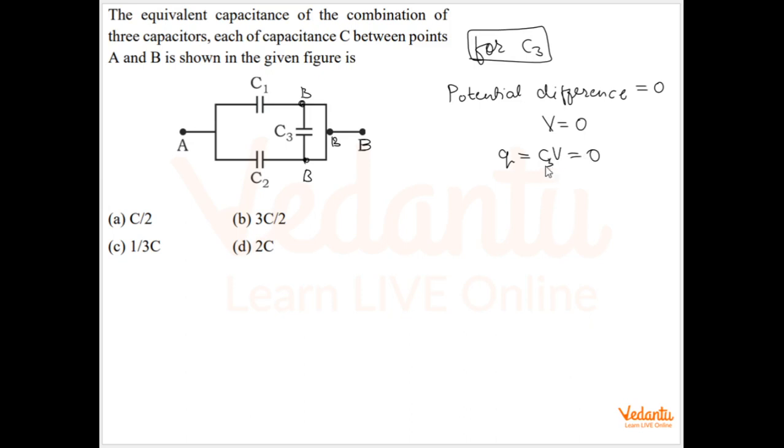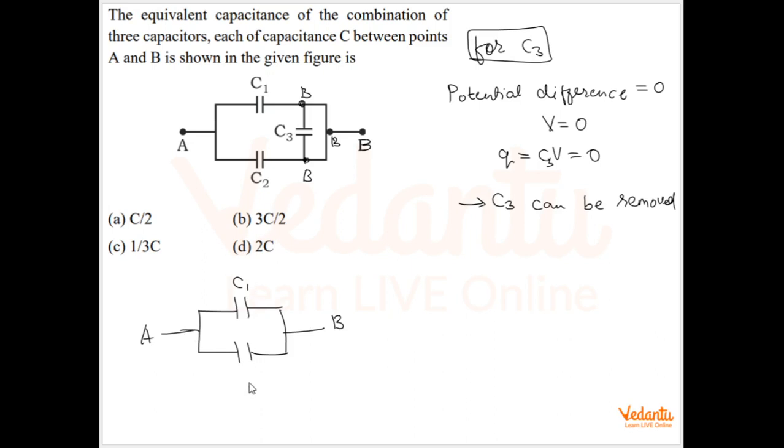So if charge on a capacitor is 0, potential difference on a capacitor is 0 beta, you can just remove that capacitor. And in that case, my dear bacha log, I can redraw the circuit like this. C1 and C2. So equivalent capacitance will just be equal to C1 plus C2. That will just be 2C. Option D will be the correct answer.